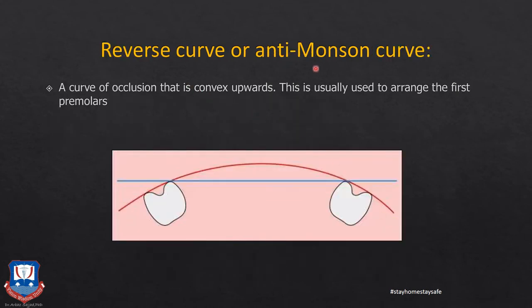Next is the anti-Monson curve or the reverse curve. This is a curve which is concave in a mediolateral direction. That is, curve of Wilson was convex in a mediolateral direction, and this reverse curve or anti-Monson curve is concave upwards. That is, this is usually used to arrange the first premolars. As you know, in a glass plate relationship, of the maxillary first premolar only the buccal cusp should touch the glass plate. This is because of the reverse curve, the anti-Monson curve.